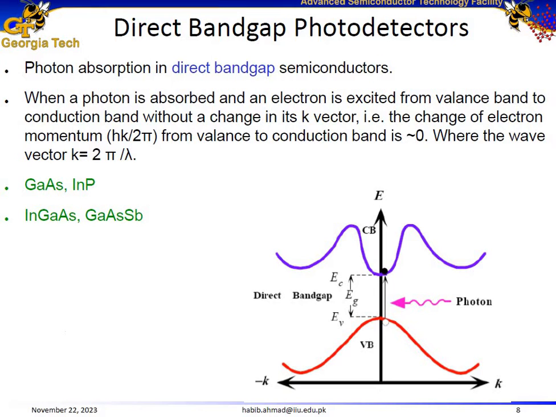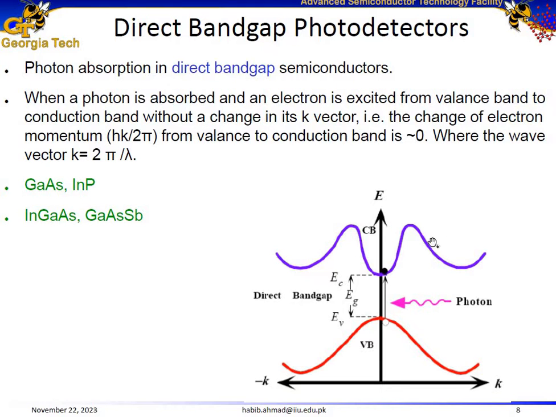Now, photodetectors are made up of semiconductors, and these semiconductors could be direct bandgap semiconductors, or they could be indirect bandgap semiconductors. So far, we talked about semiconductors and their energy band diagrams. We talked about the conduction energy levels, and we talked about the valence energy levels. But so far, we assumed that these energy levels are flat lines. But in reality, these bands, these energy levels are not flat lines.